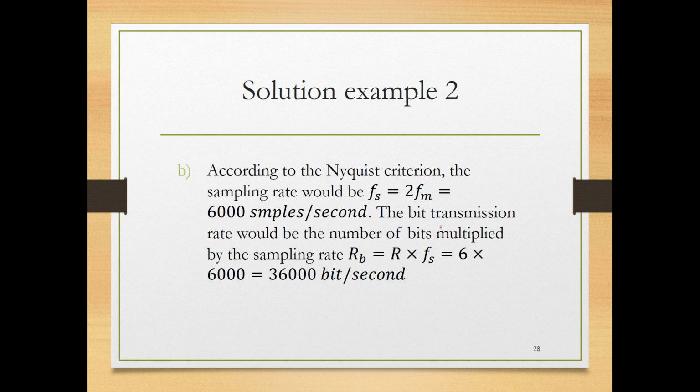Now find the bit transmission rate. We found the sampling rate, now find the bit rate. The bit rate, you just multiply the sampling rate with R, where R is the number of bits that represent each sample. Let's say you have 6,000 samples. Each sample requires 6 bits. 6,000 multiplied by 6, you get the value of the transmission bit rate, which is 36 kilobit per second.